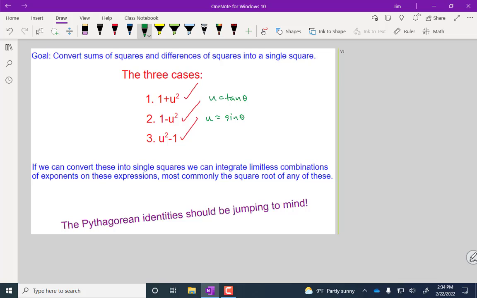Now we have u squared minus 1. Come over here. Oh, u squared minus 1. If we were to let u be secant, then that would reduce from secant squared minus 1, it would reduce to tan squared. So that's the thinking behind trigonometric substitution. Take a sum or difference of squares with a leading or trailing one, plug in a trig function. It's always one of these three: sine, secant, or tangent. We don't use the other ones ever. There's only three. And try to collapse down to a single square.